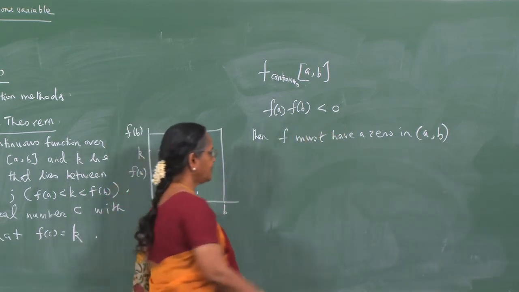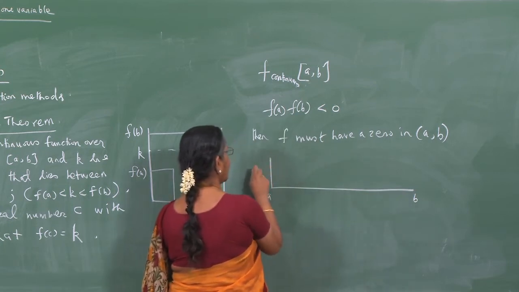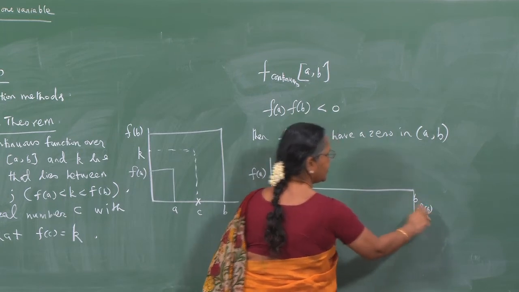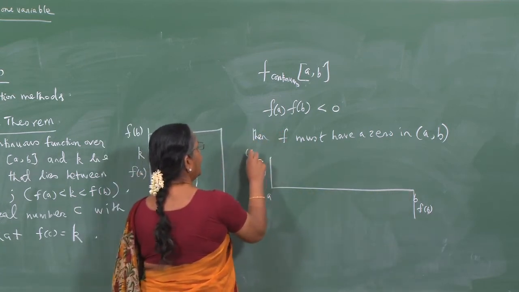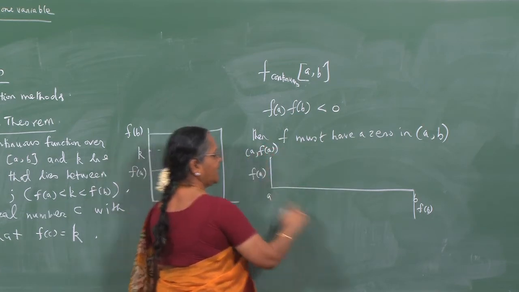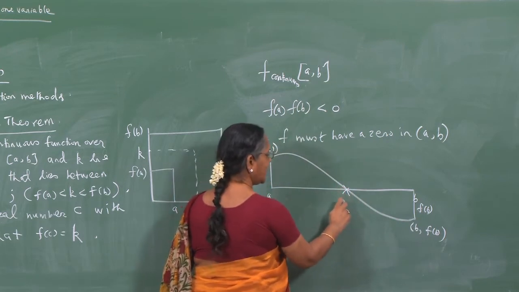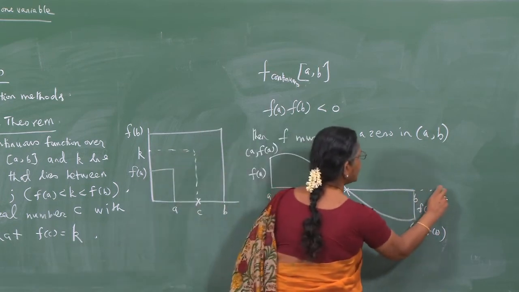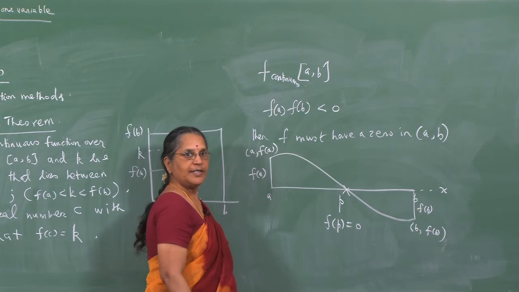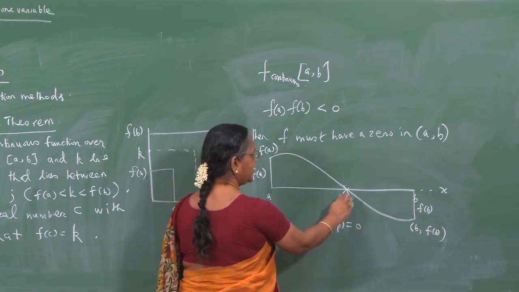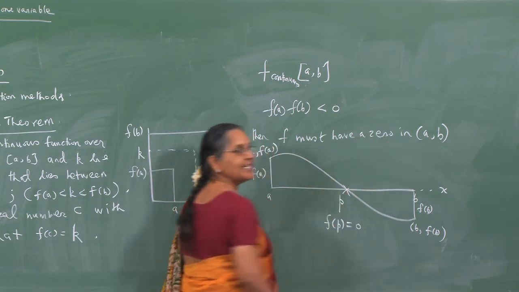Let us try to understand this result. So, we have a continuous function f defined on the closed interval [a, b] and it is such that f of a into f of b is negative. So, without loss of generality, let us take f of a to be positive and f of b to be negative. So, if I draw the graph of the function passing through the points (a, f of a) and (b, f of b), then I observe that the graph crosses the x-axis at some point, say P. This is the x-axis. What does that mean? At P, what is the value of f? It is 0. So, f of P is 0 and therefore, P is a 0 of the function f. Where does the 0 occur? It occurs in the open interval (a, b).